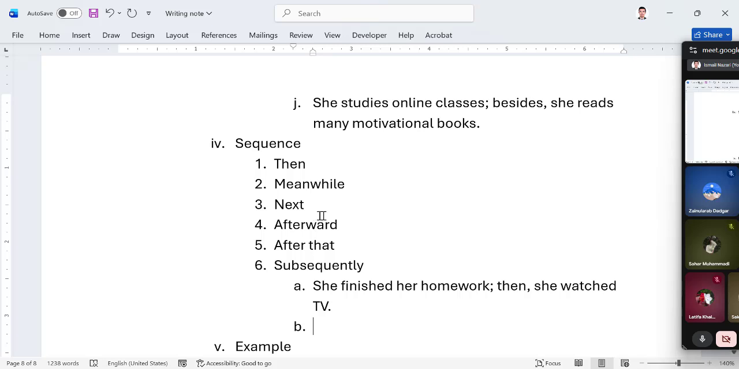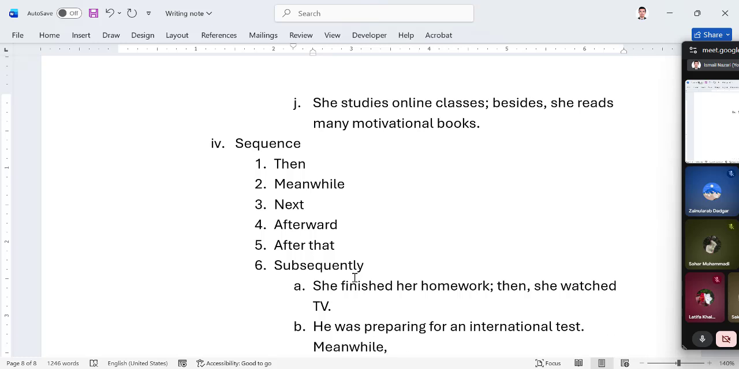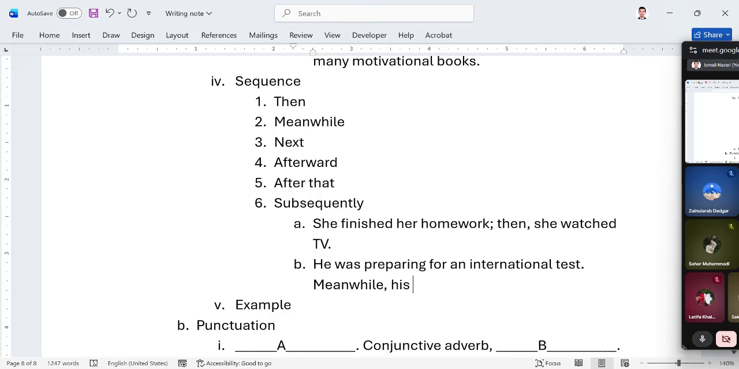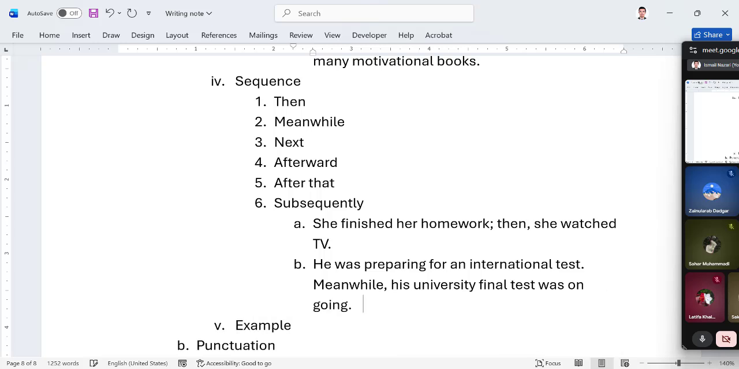Or if I have, he was preparing for an international test. Then I can say meanwhile, his, for example, university final test was ongoing. So two actions are happening at the same time.